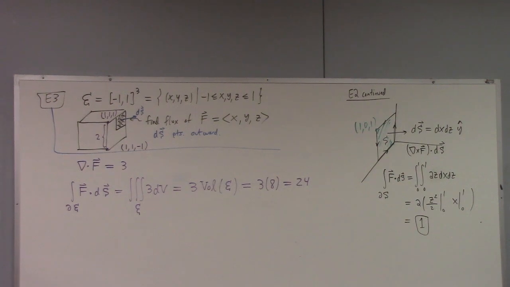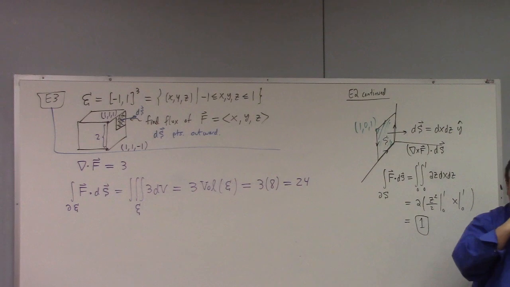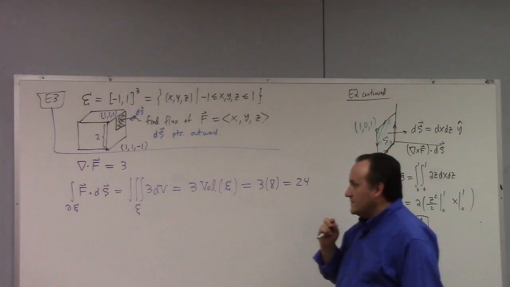What don't we want to do? I tell you what we don't want to do is to parameterize that little patch and actually do the calculation. I want no part of that, although it wouldn't be a hard calculation. Would the flux be 1? The flux would be 1. Why? Because that's 1/24 of the surface area of the cube, yes.